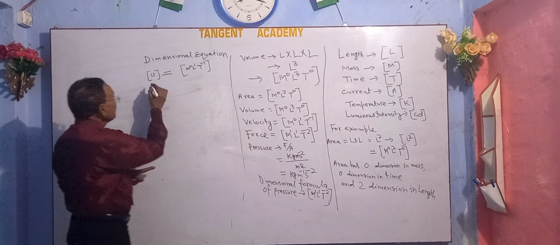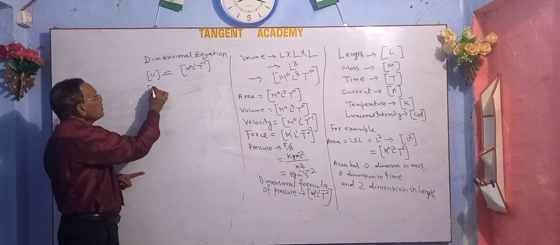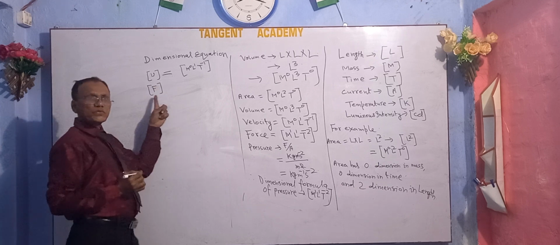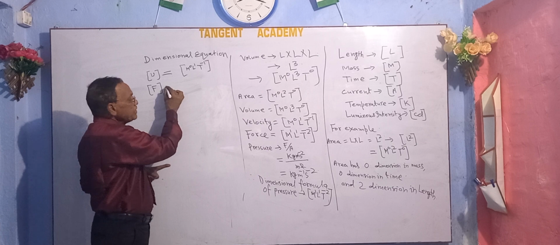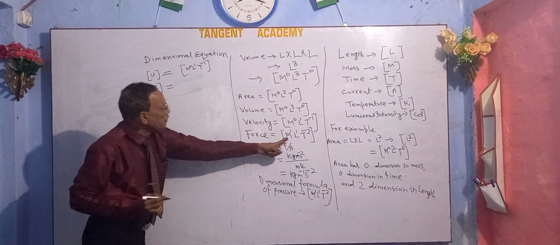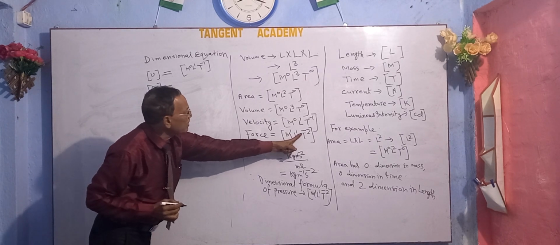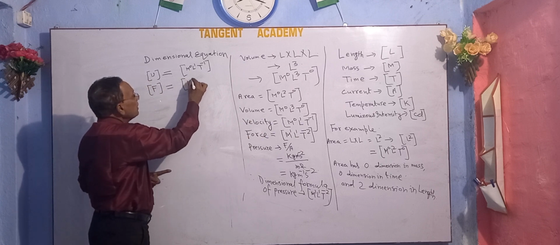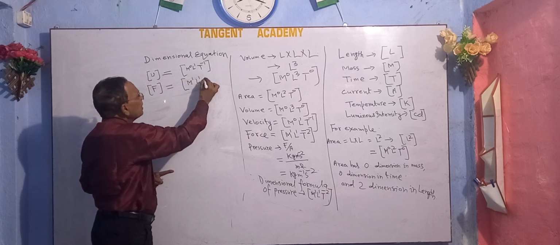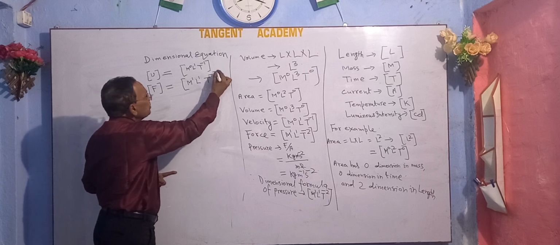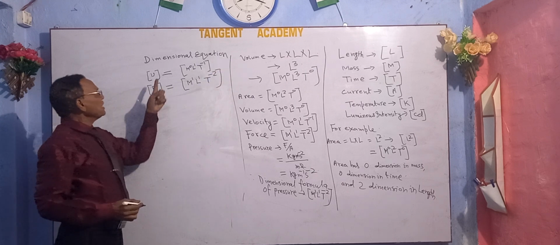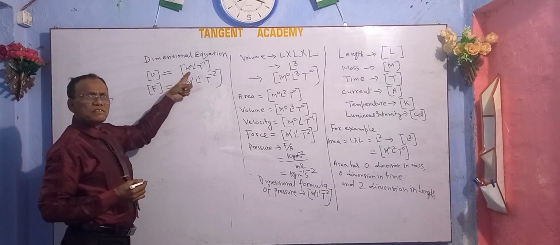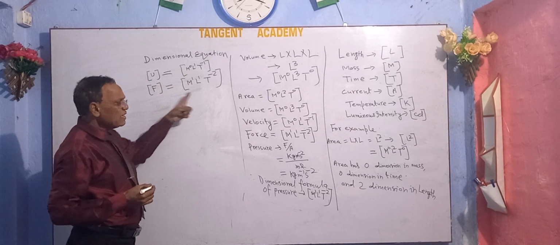Force, capital bracketed F, equating to its dimensional formula: force is M1 L1 T minus 2. As these symbols are equated to something else, therefore these are the equations.